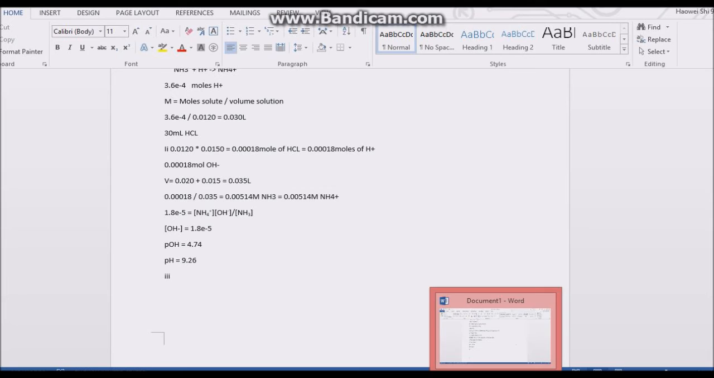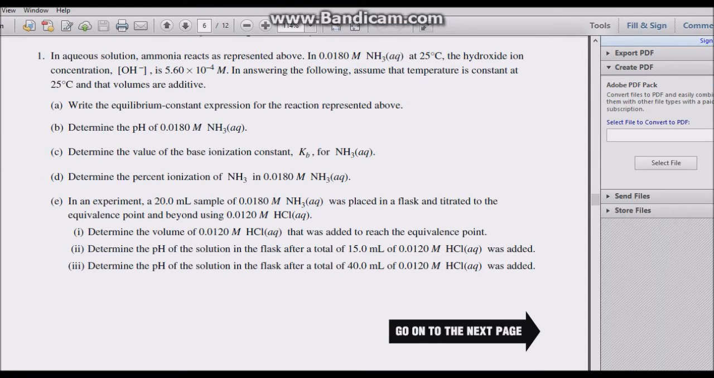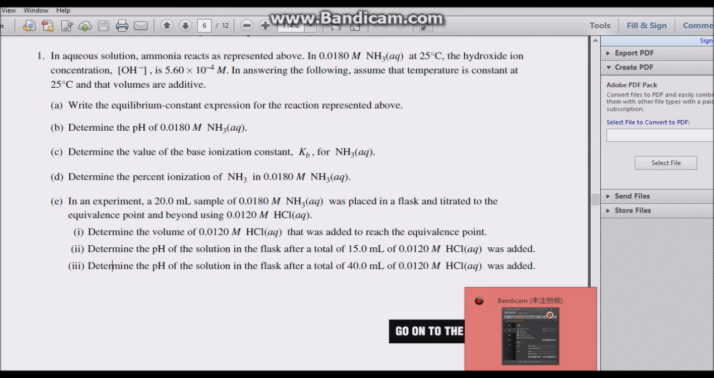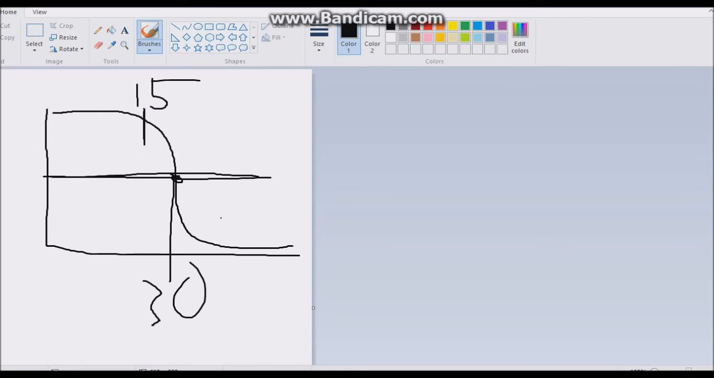Now for the last part, determine the pH of the solution in the flask after a total of 40 milliliters of 0.0120 molar HCl was added. So that's after the equivalence point. At that point, all the OH minus ions in the solution would have been consumed, so the acid is just piling up.